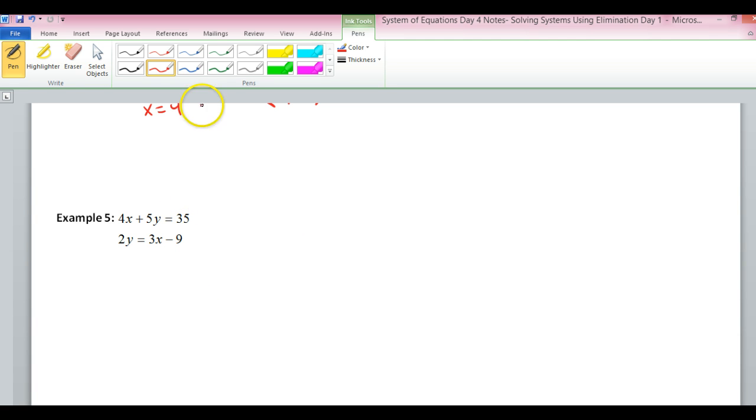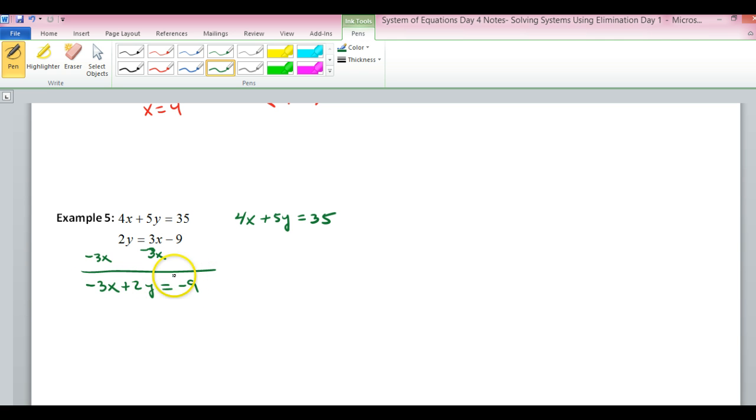Alright, example 5. Remember, you can rewind any of these examples and look at them at any time. So, the first equation is in standard form already, so I'll rewrite it down: 4x plus 5y equals 35. But my second equation isn't. So I'm going to put this in standard form. I'm going to subtract 3x from both sides. When I do that, I get negative 3x plus 2y equals negative 9.